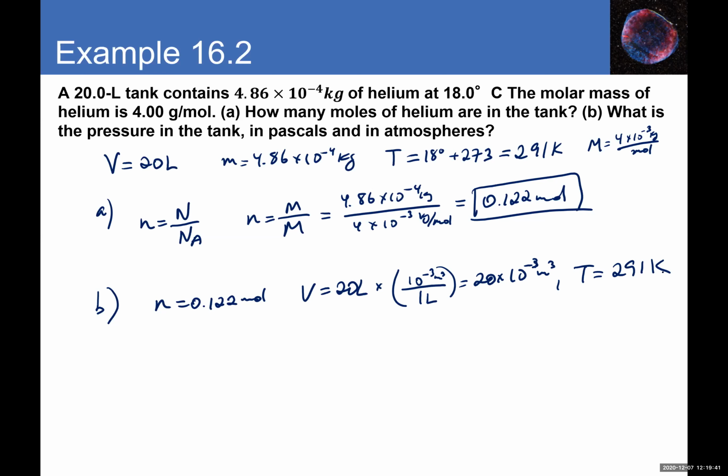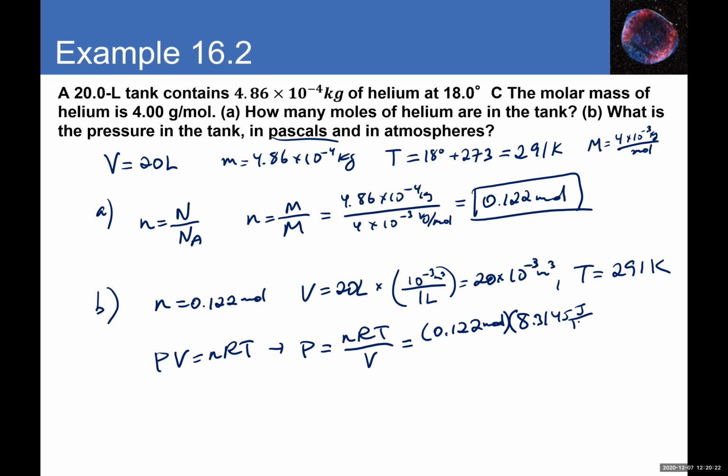And then part B says, what is the pressure in pascals and in atmospheres? So one thing I can do here is say pressure equals, using the equation PV equals nRT, the one that has number of moles, solve for the pressure: nRT divided by V. So 0.122 mole, then the gas constant, because I'm going to do everything in terms of pascals, I'm using 8.3145 joules per mole Kelvin, times 291 Kelvin, divided by 20 times 10 to the negative 3 cubic meters.